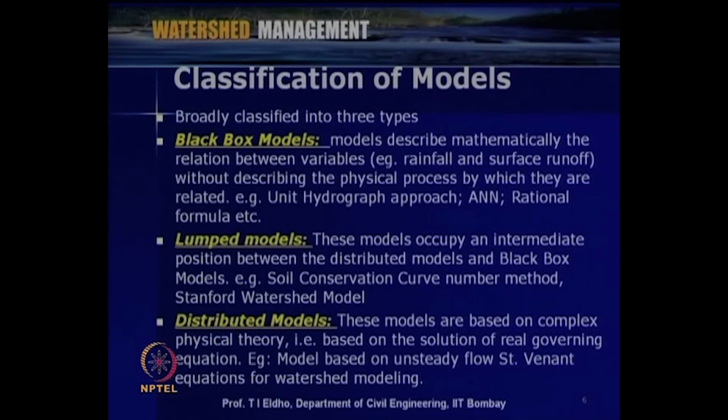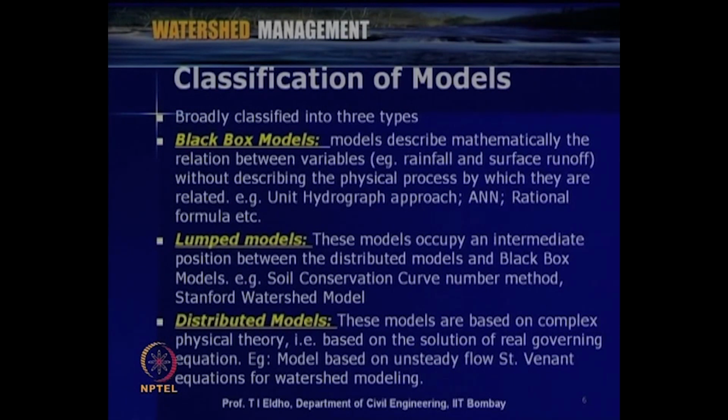These black box models are very simple and very easy to use, but they may not be universally applicable, and they have their own limitations, since most of the physical processes are not considered in the black box model. Some examples include the unit hydrograph approach, artificial neural network for rainfall runoff modeling for a particular location, and the rational formula. These are all simplified forms which simply give a relationship between rainfall and runoff.